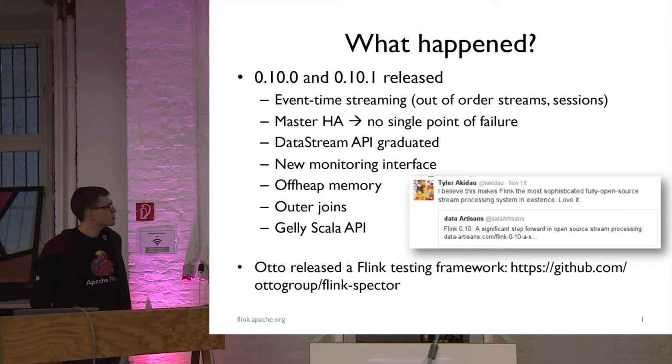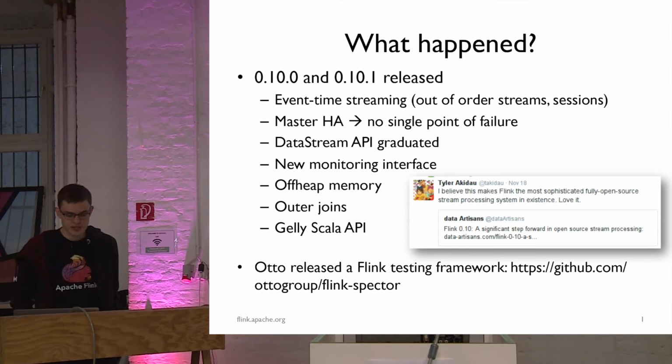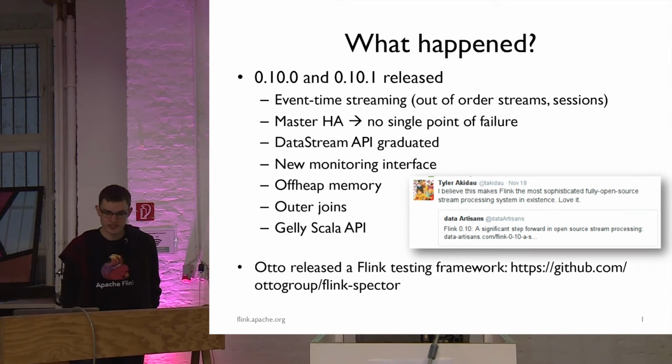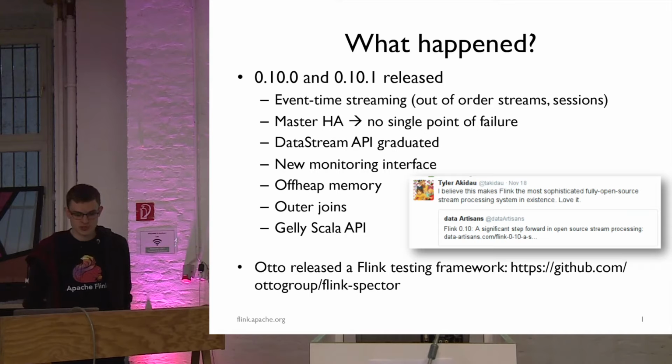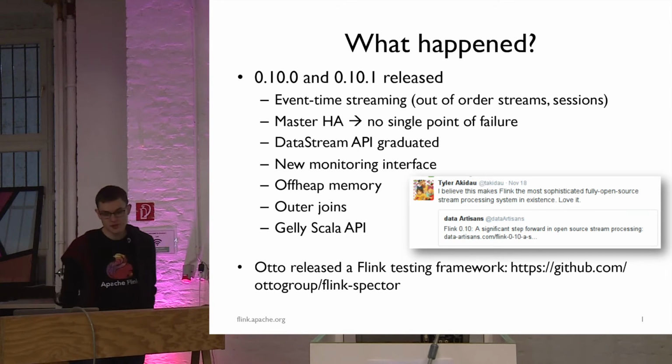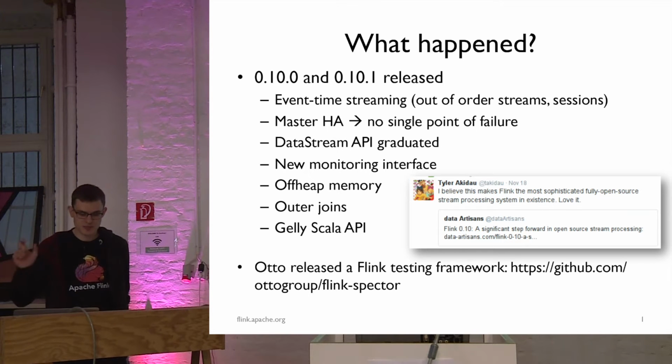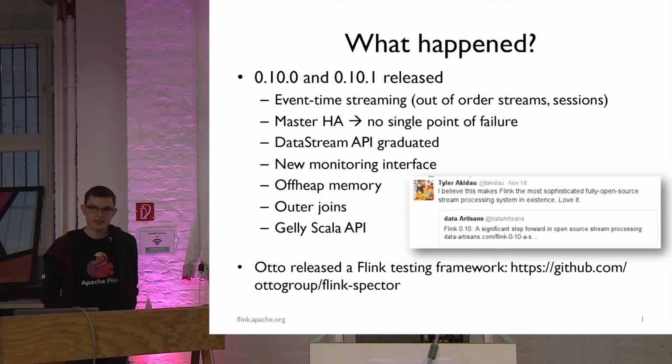For the batch part of Flink, we added support for allocating managed memory off heap as well. So next to the on heap byte arrays, you can also allocate direct byte buffers, which should reduce the pressure from the garbage collector. We added support for outer joins by adding a separate operator for this, and also APIs. And Gelly, the graph processing API, got a Scala API.